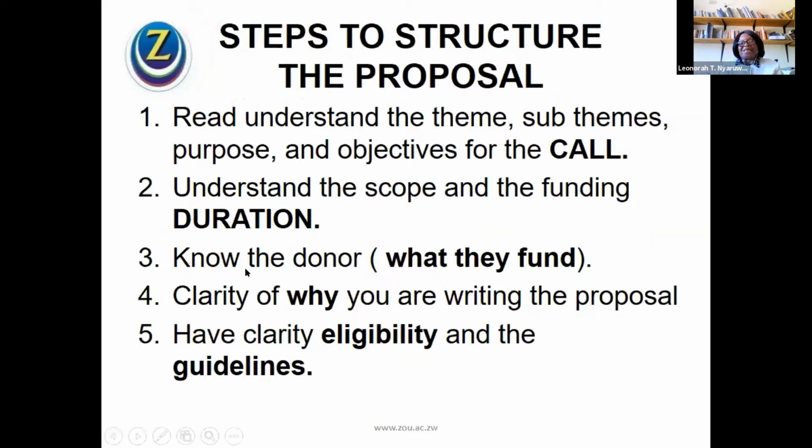Now, I have come up with the steps that one can follow in writing the proposal, especially if you are responding to a call. The first and foremost thing is to read and understand the theme, sub-themes, purpose, and objectives for the call. There is always a document that you have to read and understand. You also need to understand the scope and the funding duration. You also need to know the donor. What exactly do they fund vis-a-vis the problems that you want to solve?